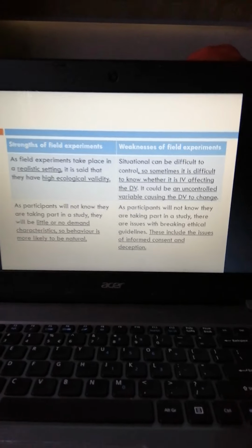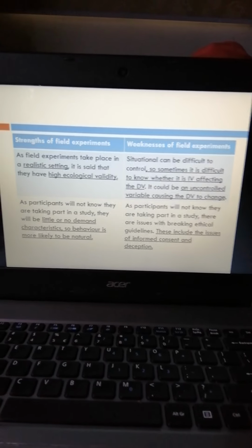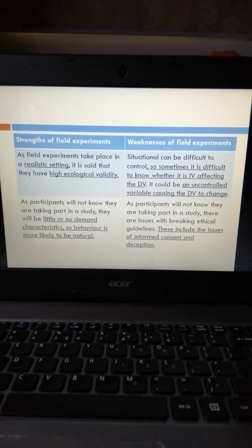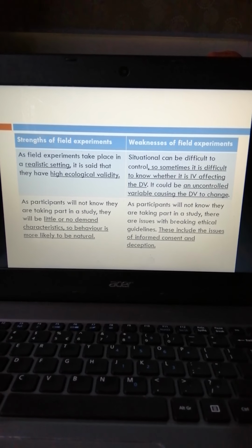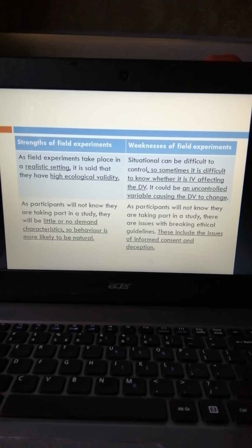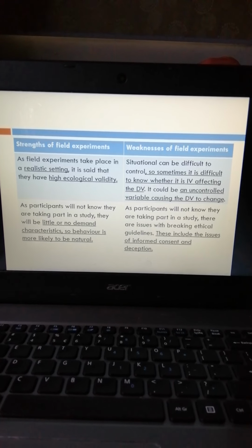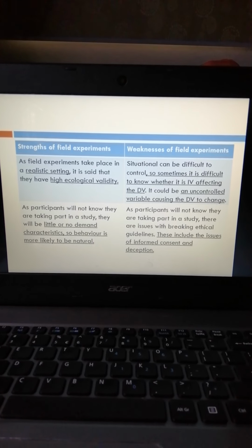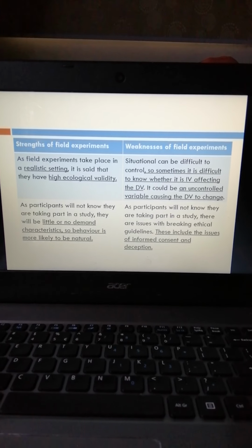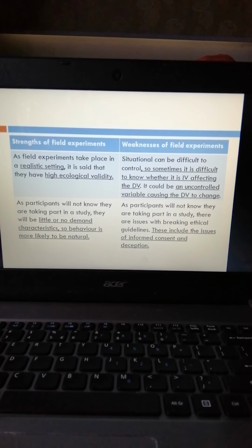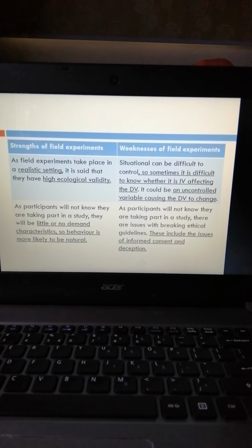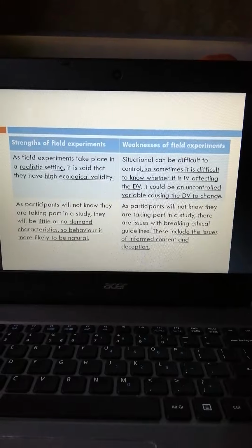All right, so let's move on to the strengths as well as the weaknesses of using a field experiment. Let's look into the first one, the strength. As a field experiment takes place in a realistic setting, it is said that they have high ecological validity. So what does it mean by high in ecological validity? Okay, ecological validity represents a real life situation. So when the study is conducted in a realistic setting, meaning to say the study is highly valid, high in ecological validity, so it can be trusted.